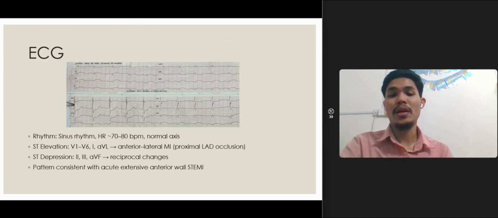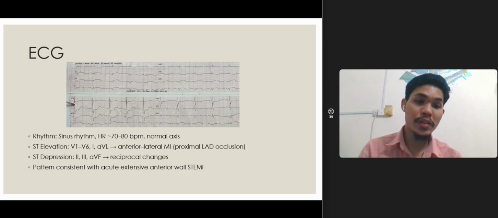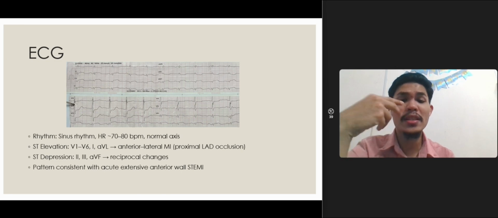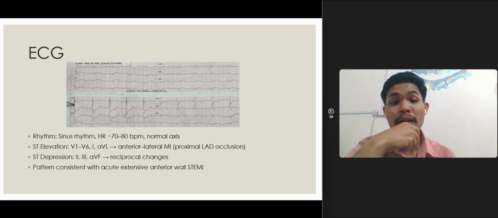In the ECG, as I said to you about diagnostic tools, we need to know how the diagnosis of myocardial infarction is made by the rapid ECG. This is the result of the patient when he came to the clinic in Batu Kurau, also the same in the emergency trauma department in the hospital setting. They show an accelerated heart rate between 70 and 80 beats per minute and a normal axis. But there was marked ST elevation in leads V1 to V6 as well as lead 1 and aVL, which suggests an anterolateral myocardial infarction due to proximal LAD occlusion. In addition, there was reciprocal ST depression in leads 2, 3, and aVF. This was consistent with acute arterial wall staining, and together with the clinical presentation, the diagnosis was confirmed that the patient had a myocardial infarction.